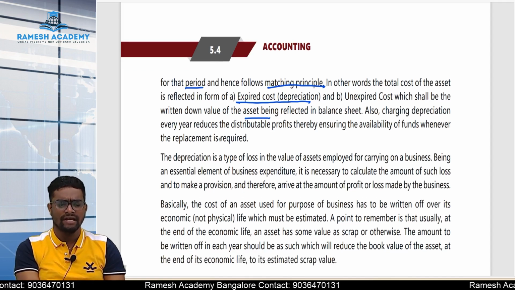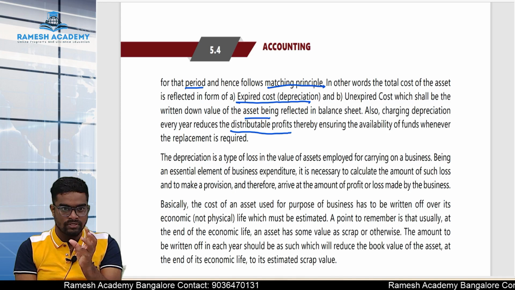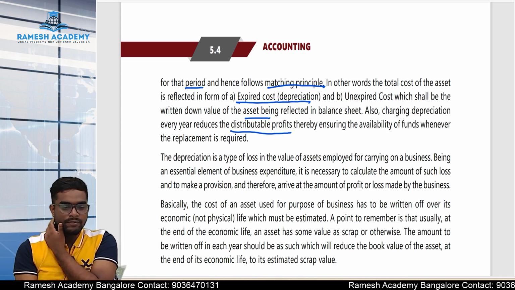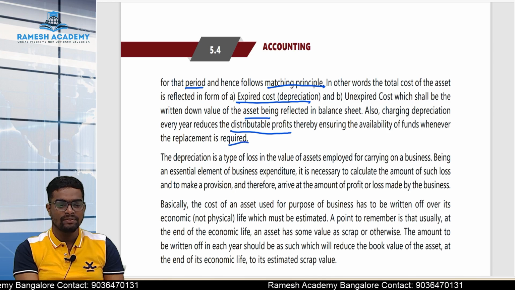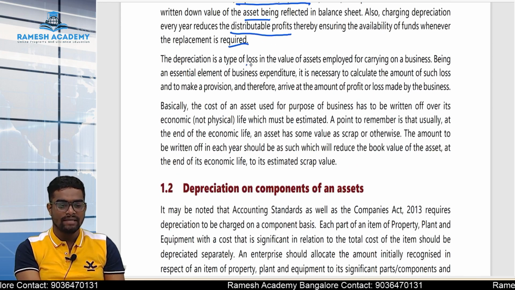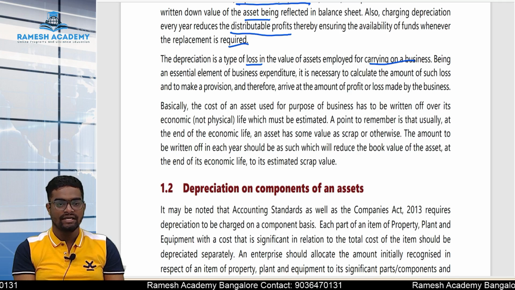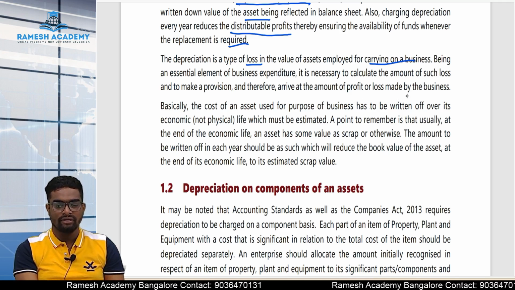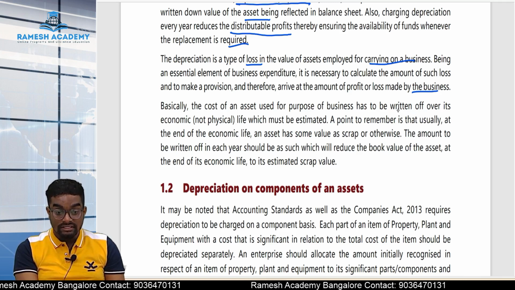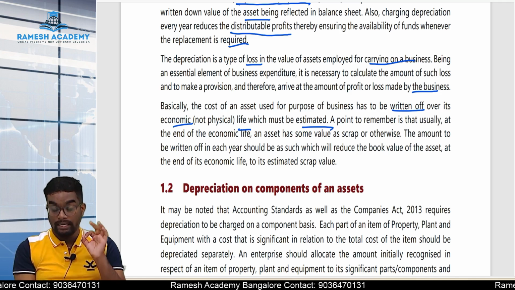Also, charging depreciation every year reduces the distributable profit, which means if you claim the expense of depreciation, obviously profit will come down, thereby ensuring the availability of funds whenever replacement is required. This depreciation is a type of loss in the value of assets employed for carrying on the business. Obviously, because it is debited to the P&L account, it is a type of loss, a provision made to arrive at the amount of profit or loss made by the business. Basically, the cost of an asset used for the purpose of business has to be written off over its economic or useful life, which must be estimated. So I told you, depreciation is mandatory.